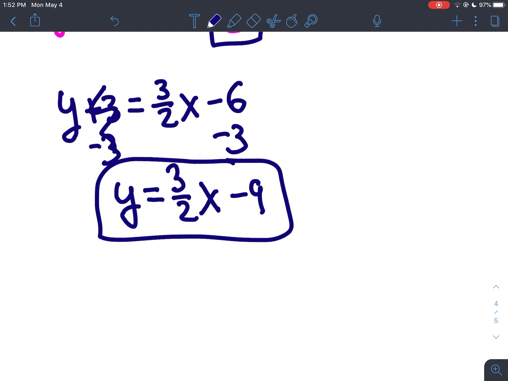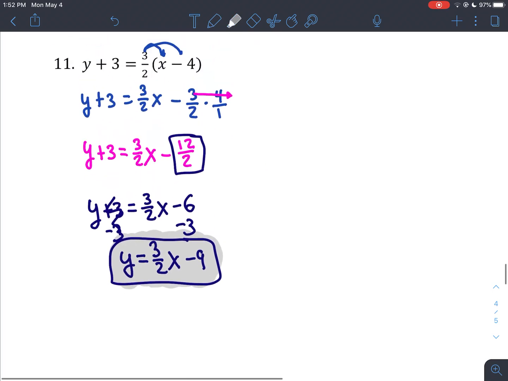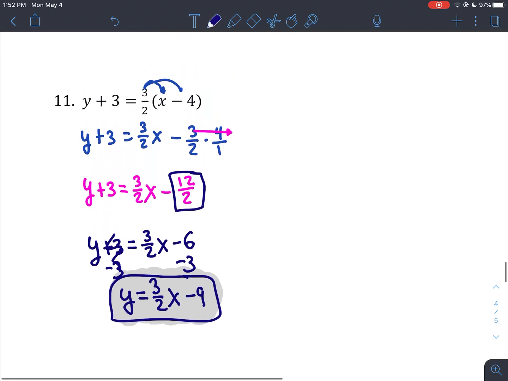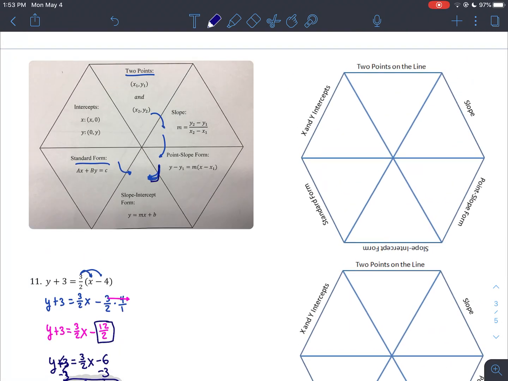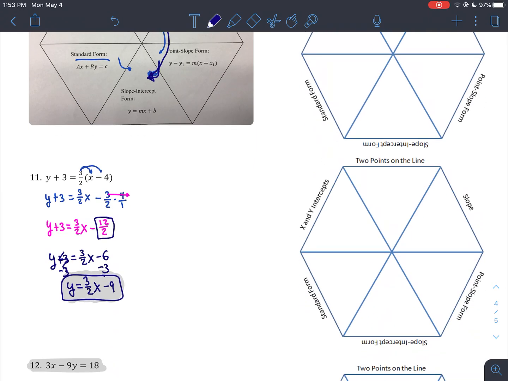So I have this now in slope-intercept form. 3 over 2x minus 9. We did that. We solved for y up here. We recognize that we started in point slope form and we worked our way down to slope intercept form. So this is something that we did up there with 2 points, we bypassed this, but we didn't necessarily look at something with a fraction up there.